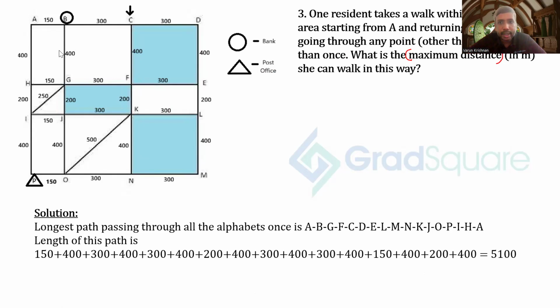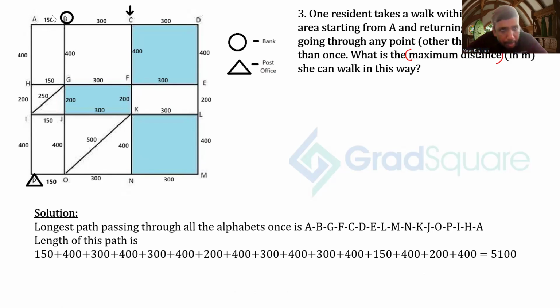He will go A, B, G, F, C, D, E, L, M, N, K, J, O, P, I, H, A. Now, the only two paths that he's not traveling along are O, K, and G, I. Why? Because go back to the first question. Diagonal paths will be a shorter way of going from K to O or from I to G, and here we're trying to maximize the distance.